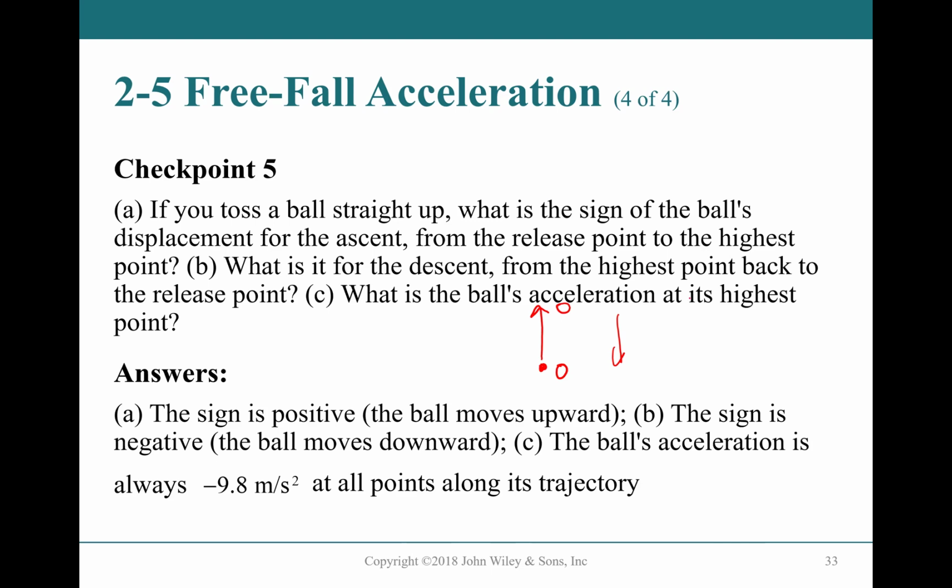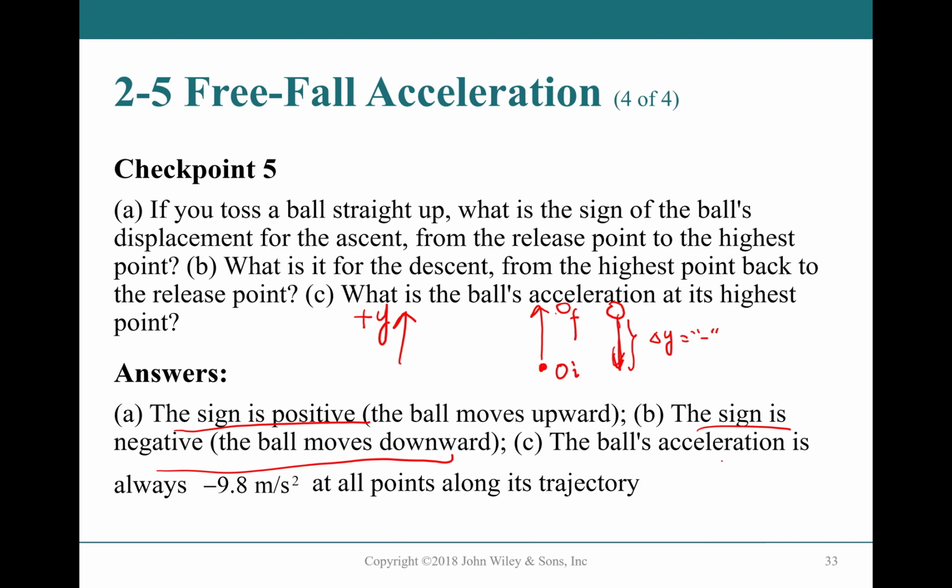And what is the ball's acceleration at the highest point? If we define positive as our going up direction, then our displacement from the release point to here should be positive. This is our initial, this is final. But if we are going down, this is our displacement. So here, this delta y will be negative. So the sign is negative when the ball moves downward.